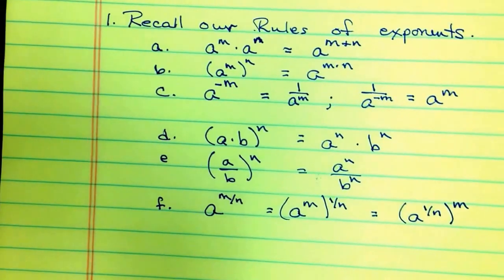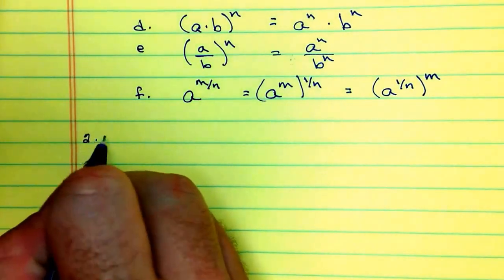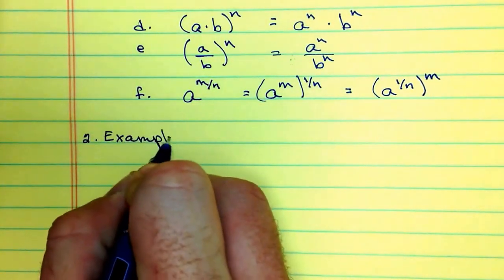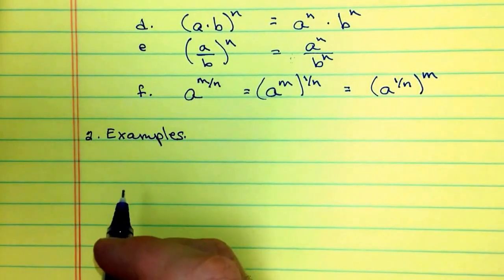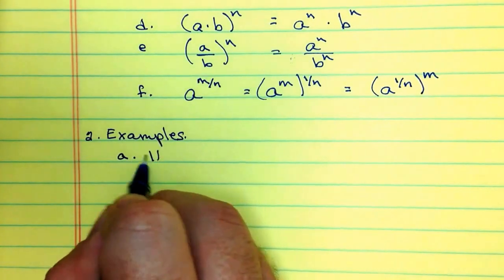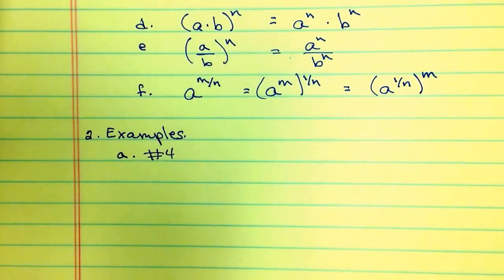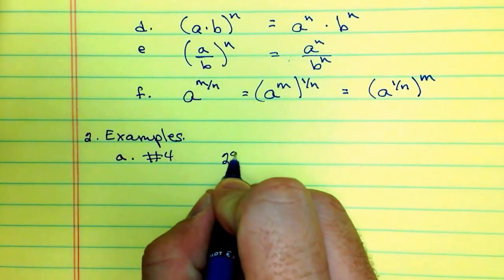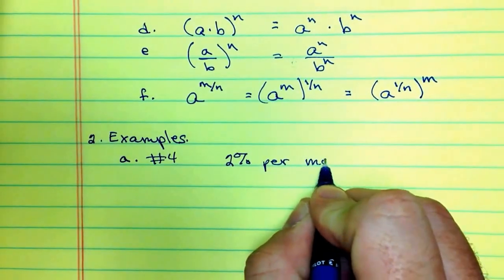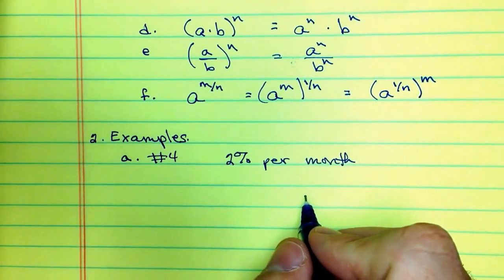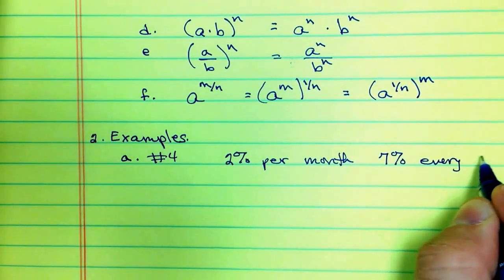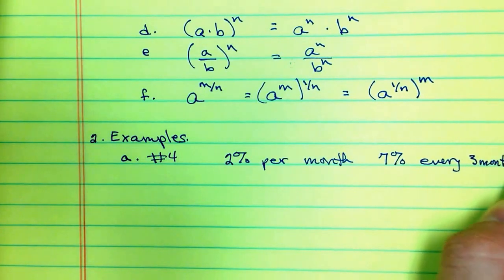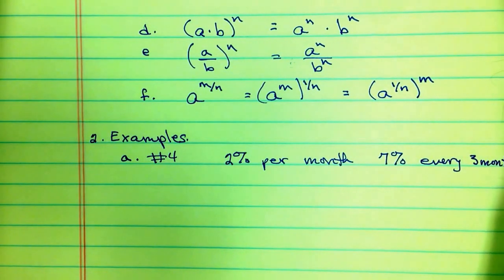All right, so that brings us to some examples. So big 2, some examples. And you might want to open your books to page 212 or 213, that bottom number of your textbook. We'll start with number 4. Number 4 says, which is better, an account earning 2% a month or one earning 7% every 3 months? Okay, so which one do you think would be best?